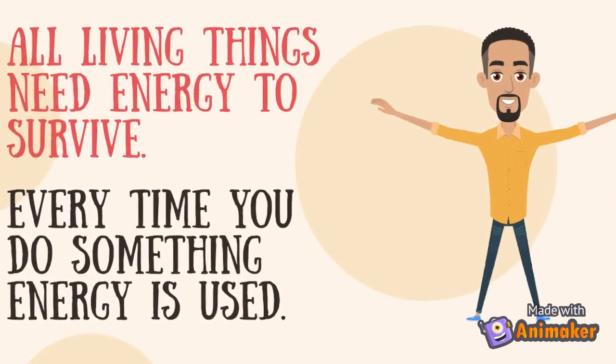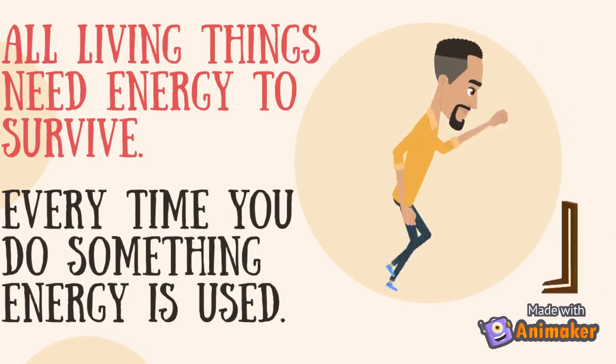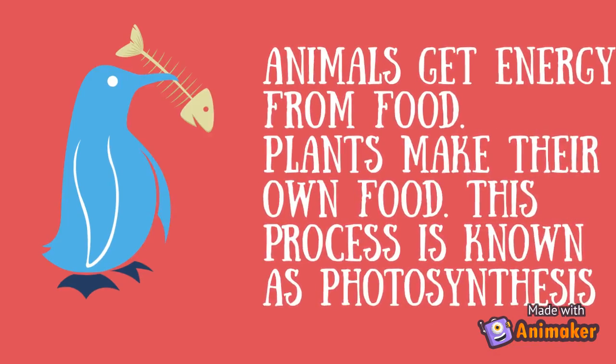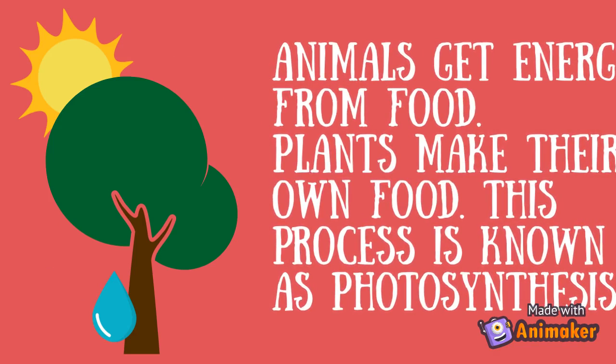Every living thing needs energy to survive. Every time you do something, such as run, jump, or dance, you use energy. Animals get energy from food, while plants use sunlight, water, and nutrients to get energy. This process is known as photosynthesis.